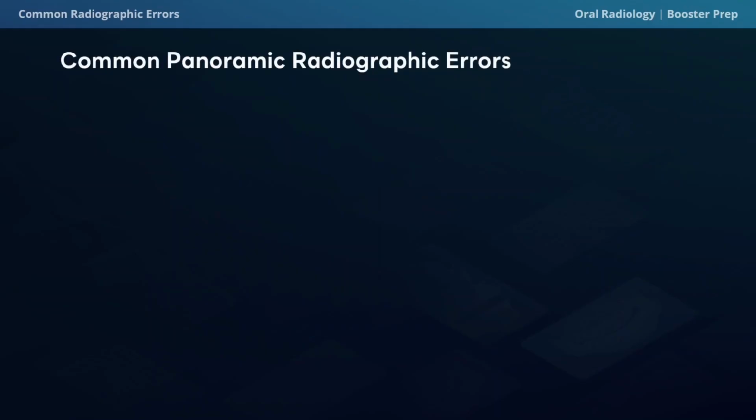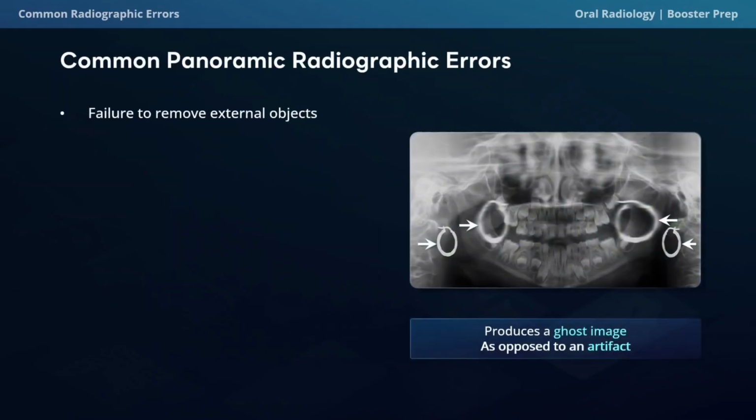Moving on to the most common panoramic radiographic errors, the first one is failure to remove external objects. And in this case, we have earrings, which can be seen on our panoramic X-ray, and this caused a ghost image. A ghost image is a blurred, magnified duplicate that appears on the opposite side of that object. So for example, the large earring seen on the right side is actually a ghost image of the left earring. And this differs from an artifact because an artifact is any distortion that is caused by factors like patient motion, equipment errors, or improper positioning.